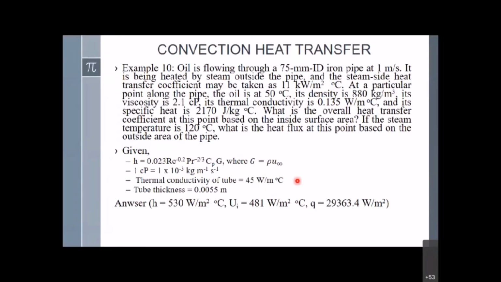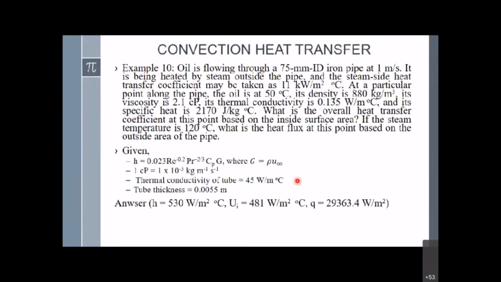If you look here, I'm just going to read the question. Hopefully you can understand the question and be able to solve it. Example 10 says that oil is flowing through a 75 mm ID iron pipe at 1 meter per second. It is being heated by steam outside the pipe, and the steam side heat transfer coefficient may be taken as 11 kilowatt per meter squared degree Celsius. At a particular point along the pipe, the oil is at 50 degrees Celsius. Its density is 880 kg per meter cube.